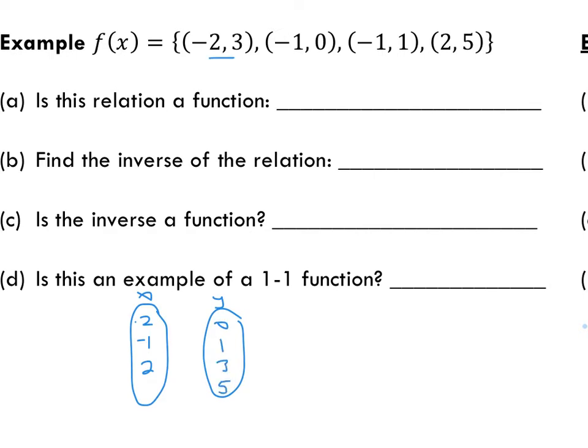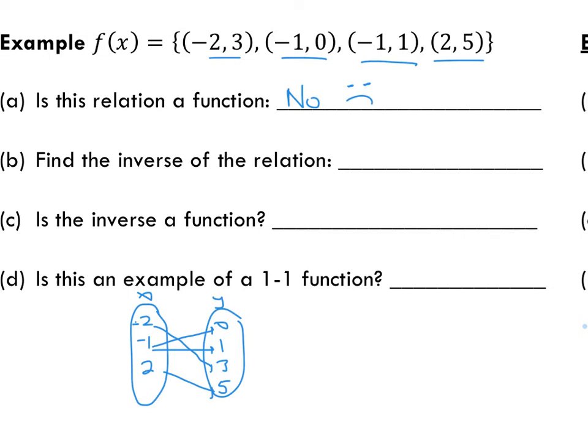So notice -2 goes to 3. So -2, I'm going to draw an arrow down to 3. -1 goes to 0. -1 goes to 1. And 2 goes to 5. So was this relation a function? And the answer to that is no, because input -1 goes to 2 different y values.